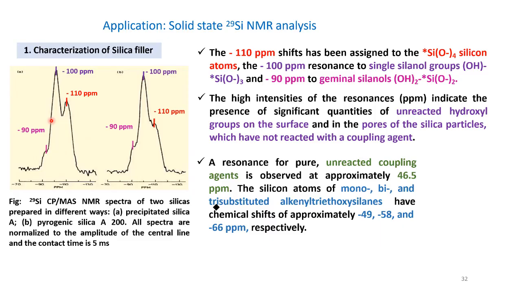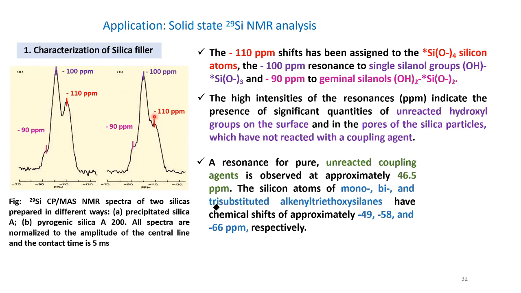So for silicon, solid state NMR analysis is the most common application. For the characterization of silicon filler, if you want to check, the SiO4 peak is assigned at minus 110 ppm, and the resonance can happen because of the silanol group and the geminal silanol group. A single silanol group will have a shift peak at minus 100 ppm, and for the geminal silanol peak, the shift will be at around minus 90 ppm.